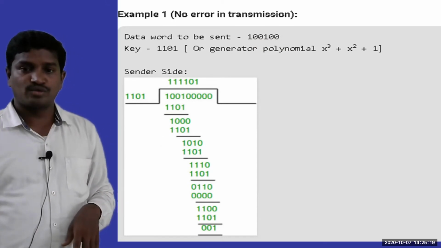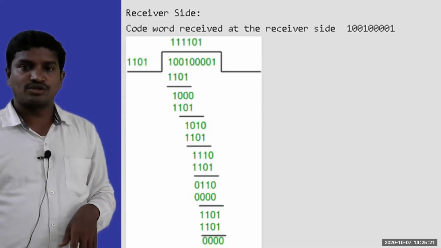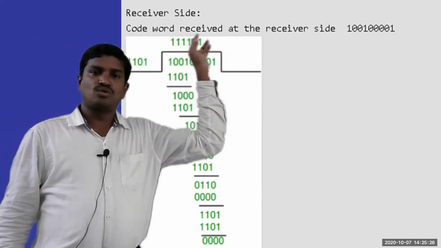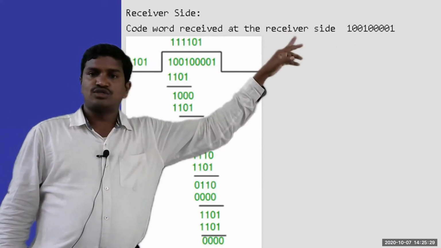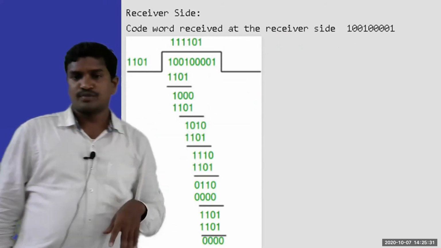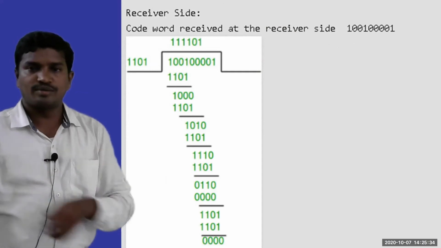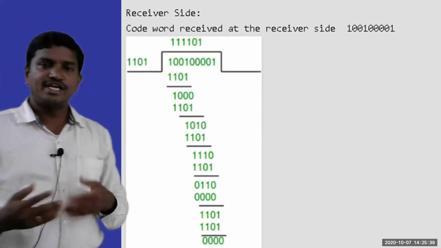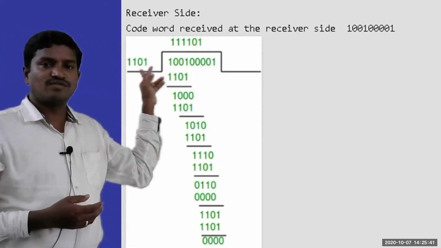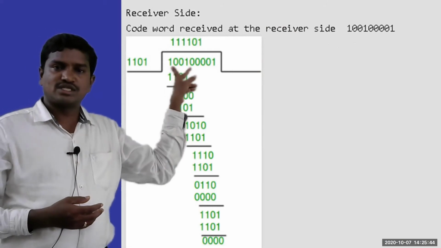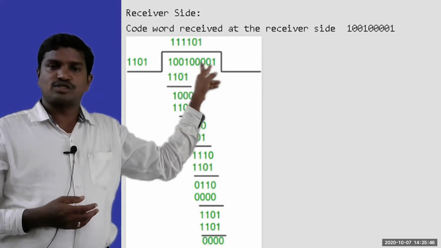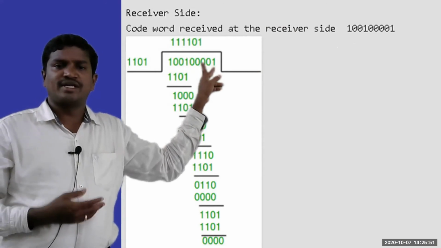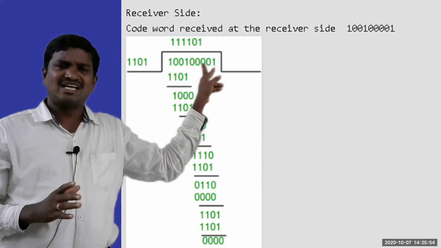So similarly we'll take one more example where you got error scenarios also. Now the received code word, let us say code word received at the receiver side is 100 100 001. So that's what we got in the previous. Now when you got this one, the same process is followed by the decoder at the receiver. 1101 is the same divisor, and now this is the code word. Now here we are not appending any zeros because it is already filled with the remainder. That's what we have received. So no need to add appended zeros.